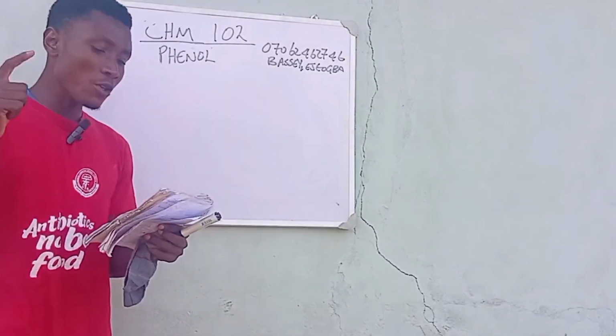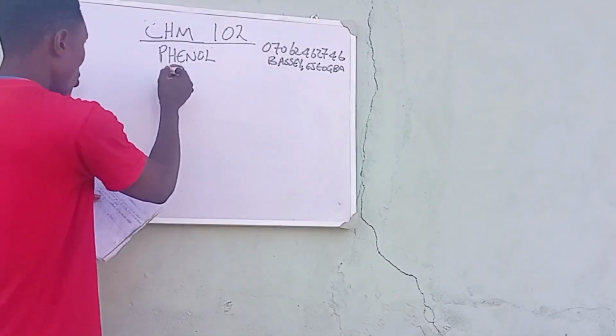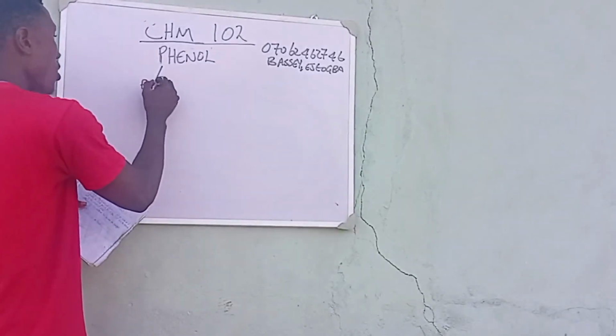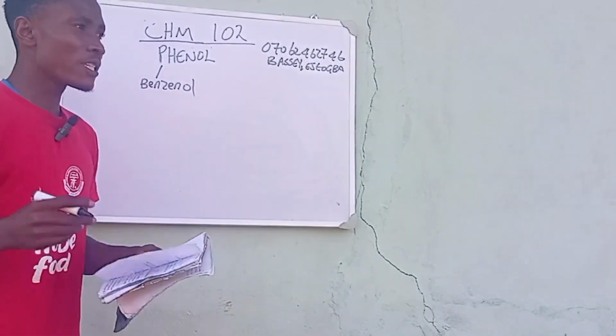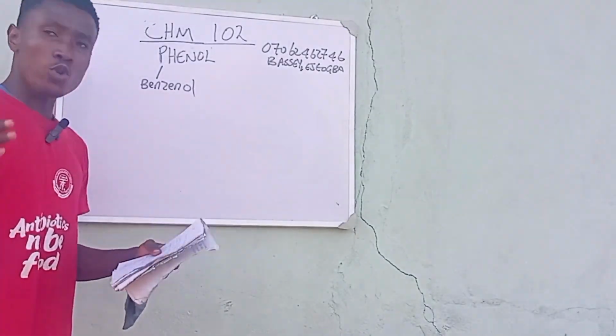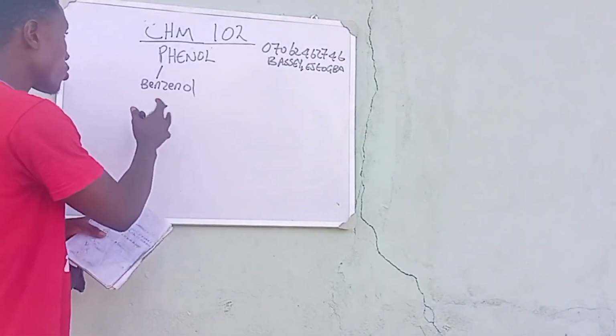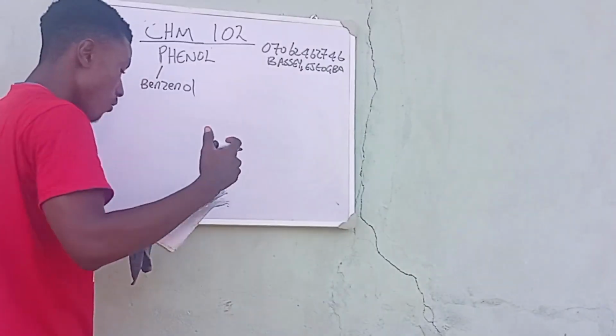It is very, very important you take note of this point. Phenol is also known as benzenol, and it is made up of 2 groups. The phenol, which I can subsequently call benzenol, is made up of 2 groups.